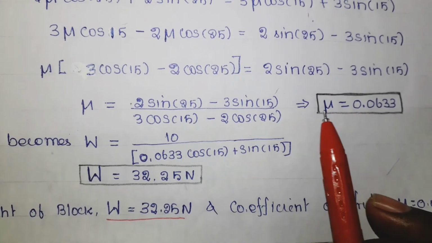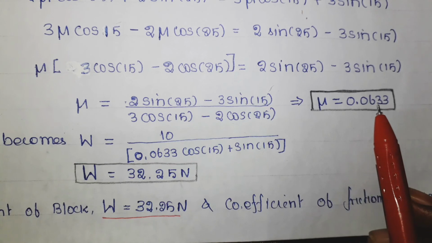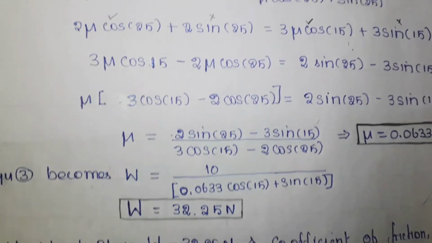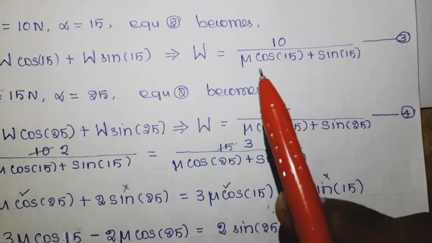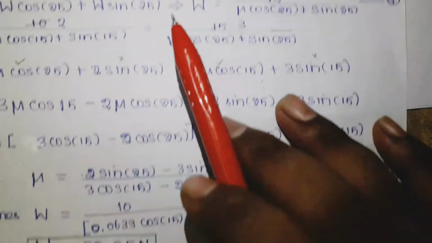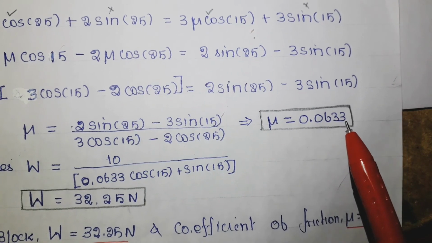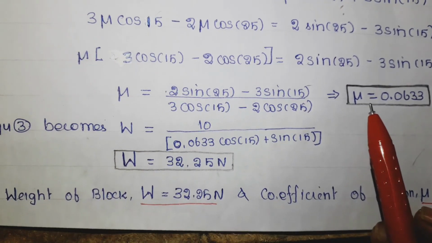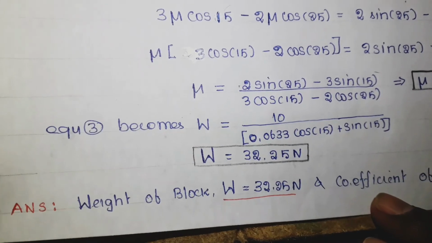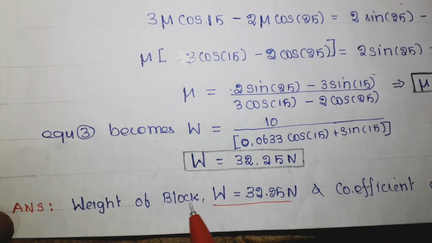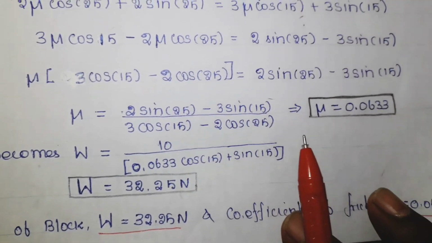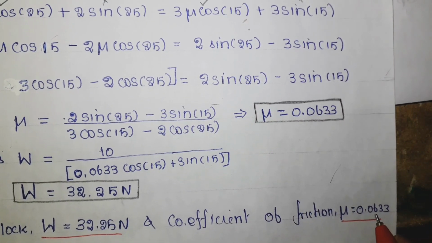And here is the answer for mu, which is nothing but 0.0633, very low value, and substitute this mu value into equation 3. So here is equation 3 to get the value for W, and in the place of mu just substitute this value 0.0633. Okay, finally you will get the answer as 32.25 Newton. Okay, so finally just write the answers like this: the weight of the block is equal to 32.25 Newton and the corresponding coefficient of friction at the surface is 0.0633.